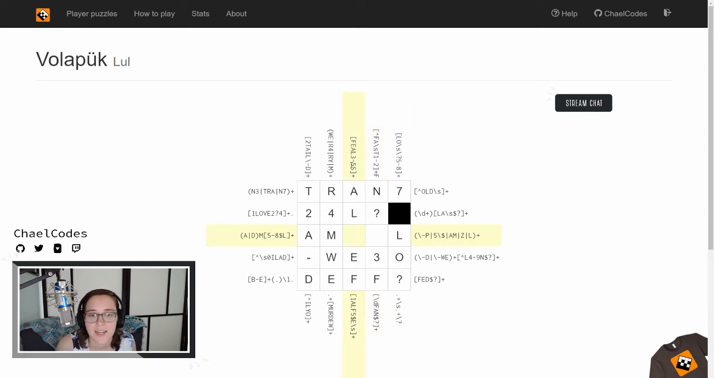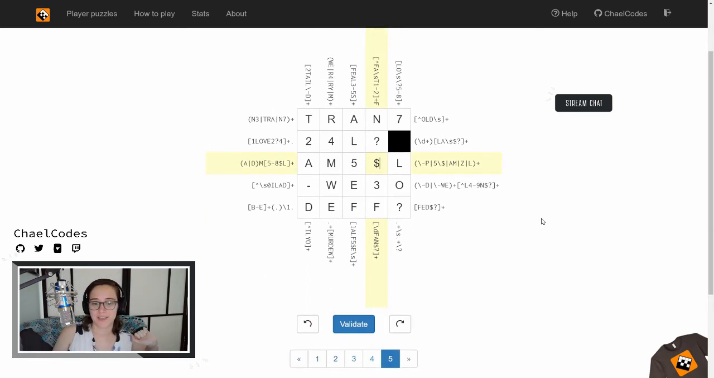So I've got a 5 here, 5 here, 5 from the bottom, and then I've got a dollar sign in my bottom character set. I don't have a dollar sign in my top character set, which has the not. I do have a dollar sign, but only if it's preceded by a 5 from my right character set. And for my left character set, I have a dollar sign. Oh, okay. So if this validates, this is the last puzzle in Volapük, so we're going to be done with the stream for the day. Yay, it validated.